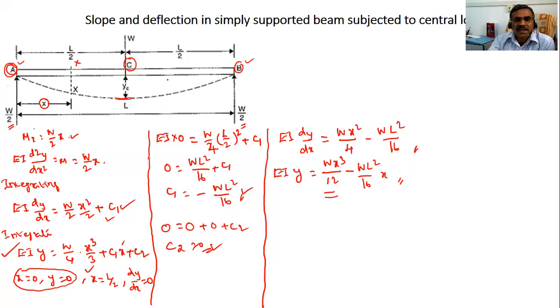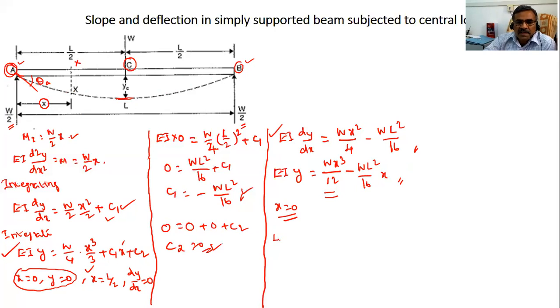Since it is symmetrical, A and B will be the same. So here at point A, what is the slope? If you draw a tangent like this, this will be the slope, theta A. If you want to find the slope at A, what is the distance x? x is equal to 0. Substitute x equal to 0 in this equation, and you can find the slope.